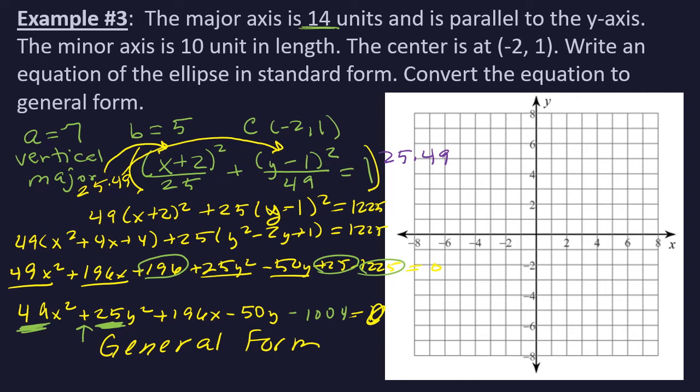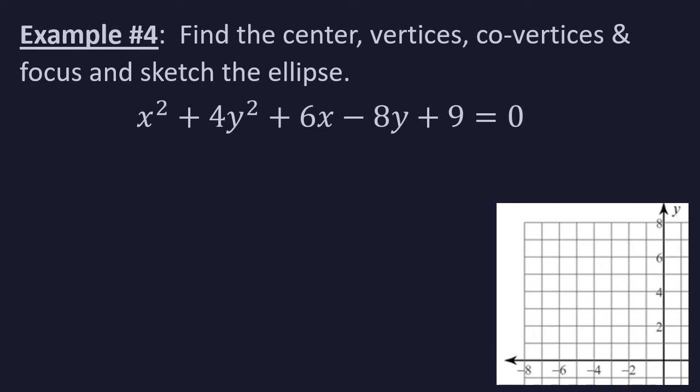All right, moving on to example 4. You're finding the center, the vertices, and the co-vertices of this ellipse and giving us a quick sketch. So when I look at this, the first thing I'm going to do, just like we did in the circle, I'm going to group my x's, so x squared plus 6x. And then I'm going to group my y's, y squared and my 8y. And I'm going to move my 9 to the other side.